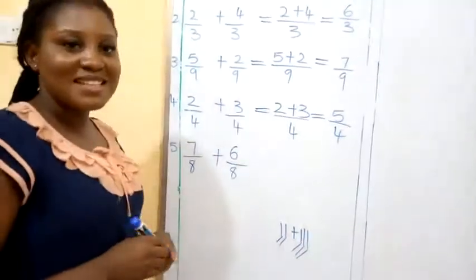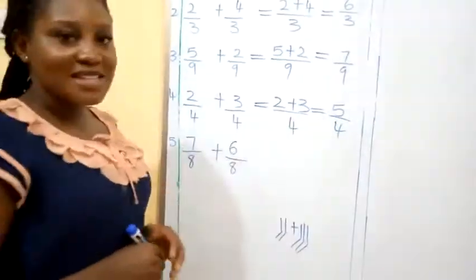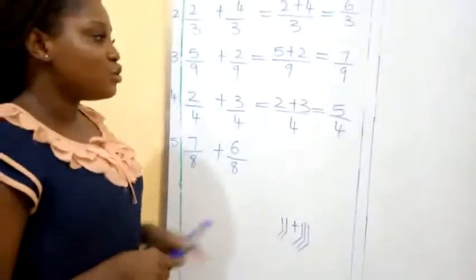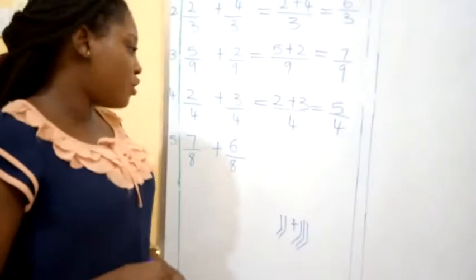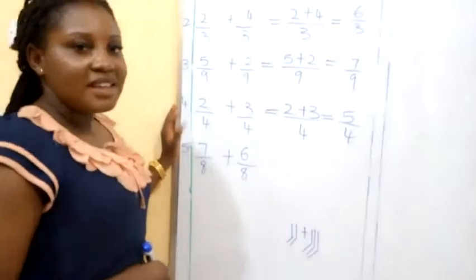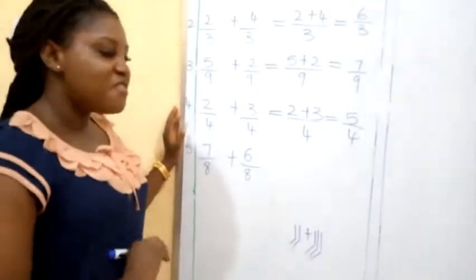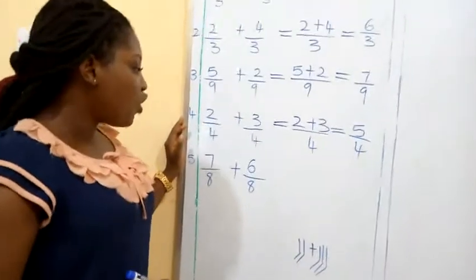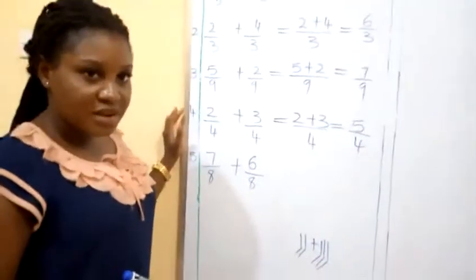We've gotten our answer. Was that your answer? You are smart. Definitely. The answer is what? 5 all over 4. So now let's do the next one together. Is fraction simple? Very simple. Okay, now let's do the last one together.